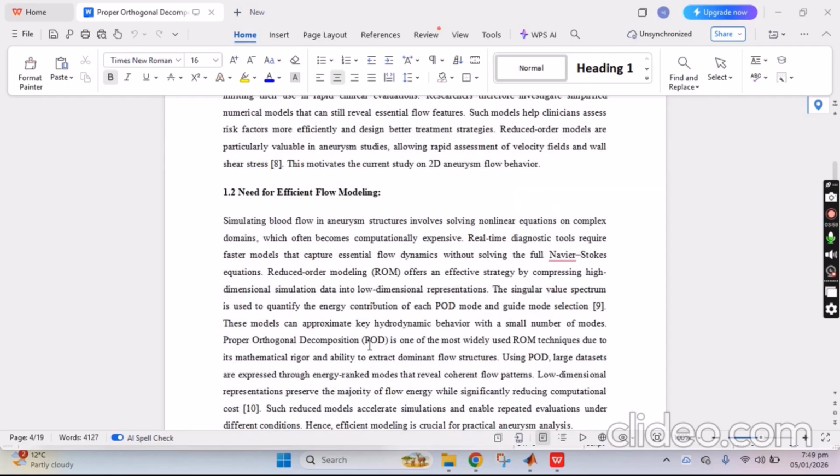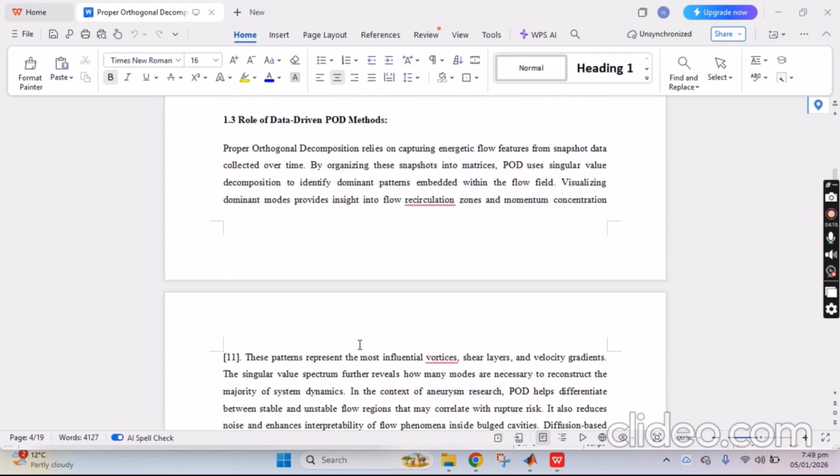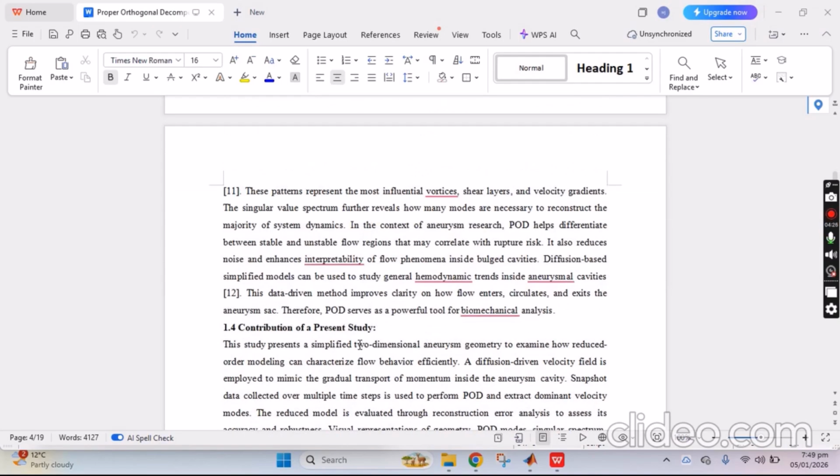So here is the need for efficient flow modeling. The need is that we need reduced order modeling as an effective strategy by compressing high dimensional simulation data into low dimensional representations. The role of the data-driven POD method is to present the patterns and the most influential vortices, and it also reduces noise and enhances the interpretability of flow phenomena inside the bulged cavities.